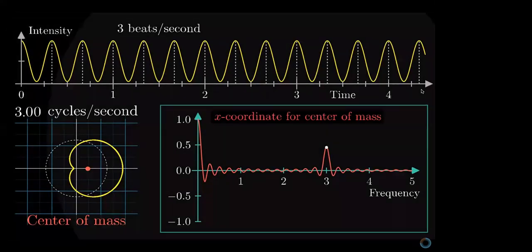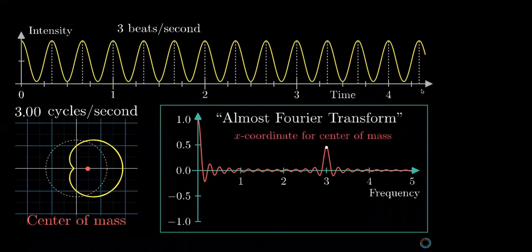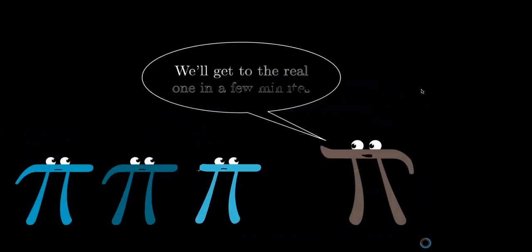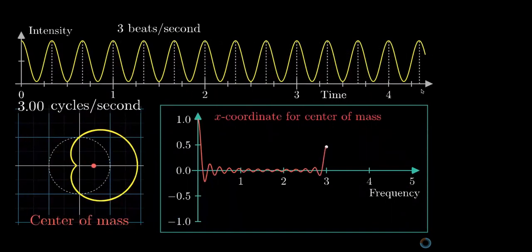Our main focus, as far as frequency decomposition is concerned, is that bump at 3. This whole plot is what I'll call the almost Fourier transform of the original signal. There's a couple small distinctions between this and the actual Fourier transform, which I'll get to in a couple minutes, but already you might be able to see how this machine lets us pick out the frequency of a signal.